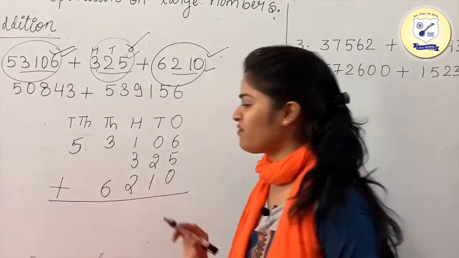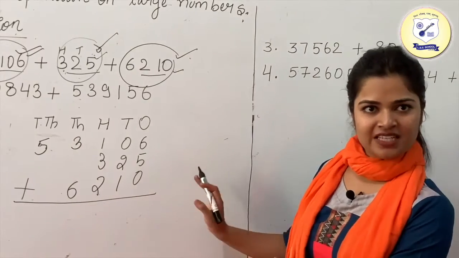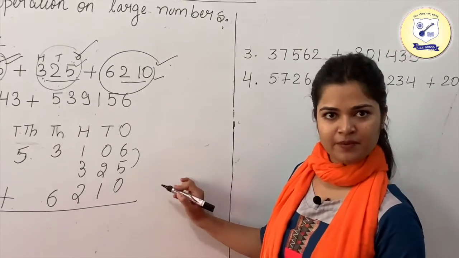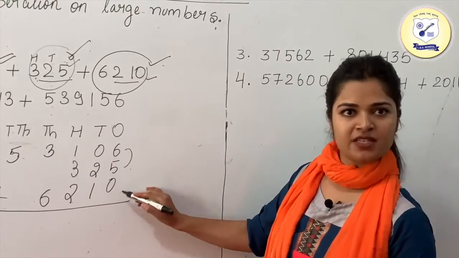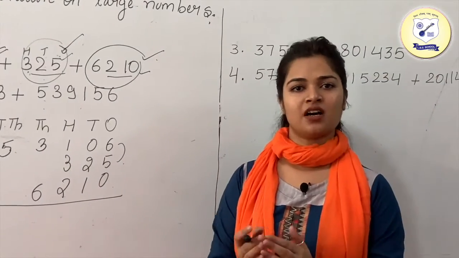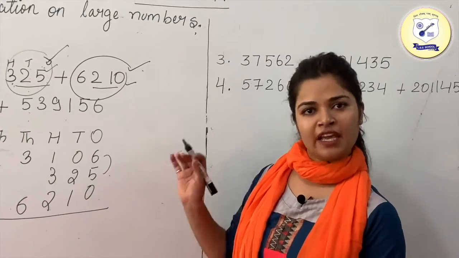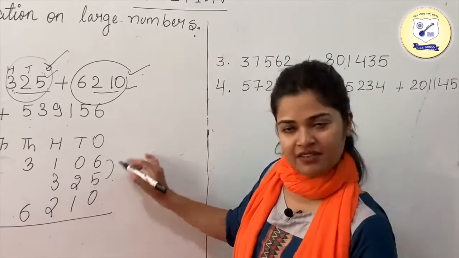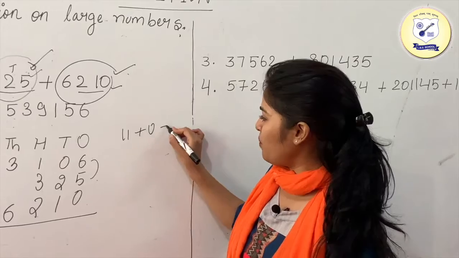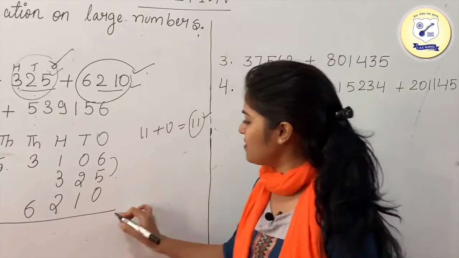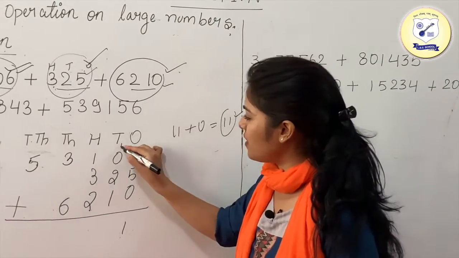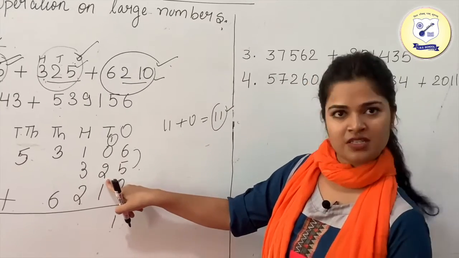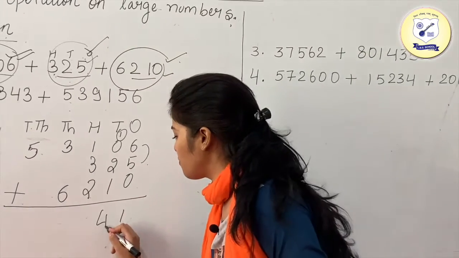Now just put the symbol of addition. Now just add these numbers as we do normally. 6 plus 5 is 11. 11 plus 0 is, as I have told you earlier, according to the zero number property, if we are adding any number in 0, you will get the same number again. So we are having 11, so 11 plus 0 would be 11. Just write this 1 here and put this as carry. 1 plus 0 is 1, 1 plus 2 is 3, 3 plus 1 is 4.